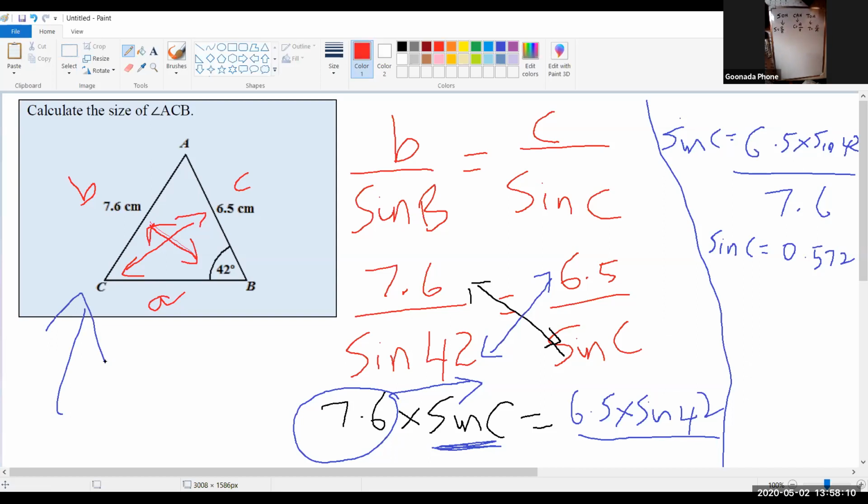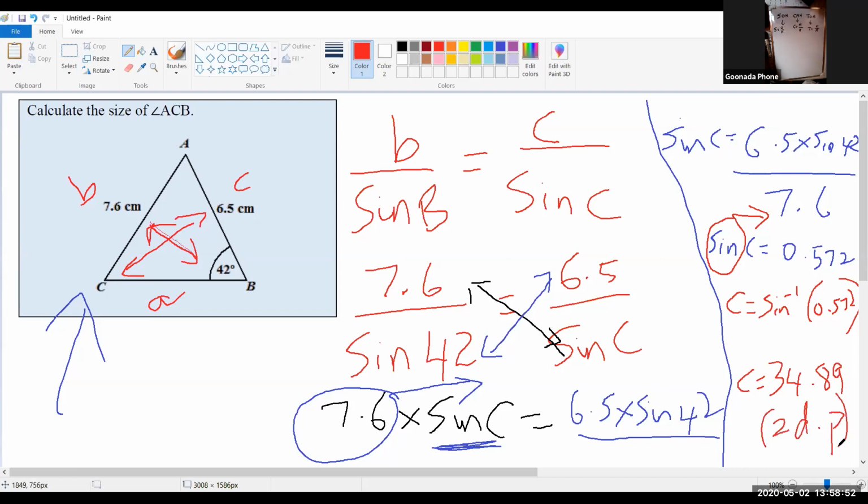So we take in the sine, we carry it across, we're left with C, and remember, once it goes across, it becomes sine inverse of 0.572. Okay? So on your calculator, second function, sine 0.572, and this will give us 34.89. Correct to 2 decimal places.